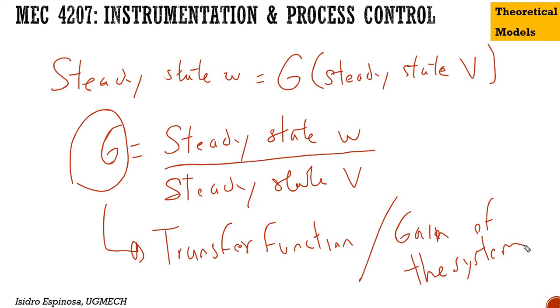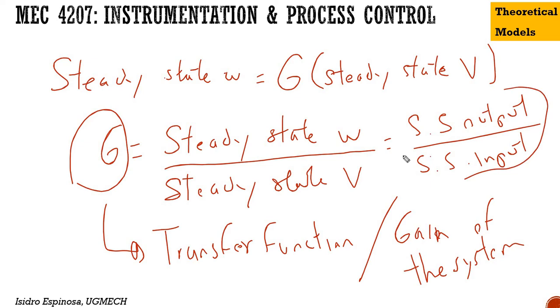In general, we can define the transfer function as the ratio of the steady state output to the steady state input, right, for a system or subsystem. So in this case, a steady state output over a steady state input, and this is how we will represent a transfer function from now on.